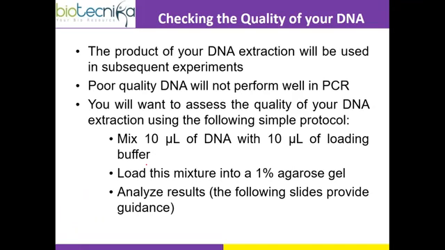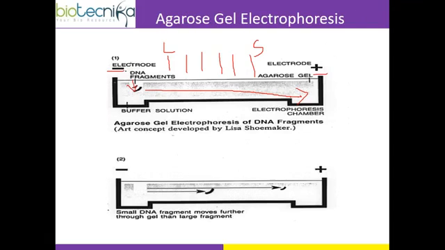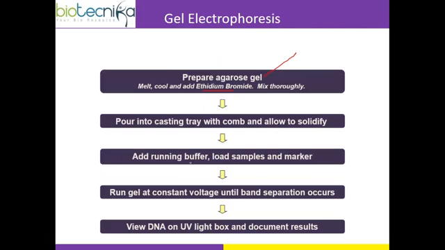The outline of this electrophoresis is, first of all, they prepare the agarose gel. The required amount of agarose is weighed and dissolved in the required volume of running buffer. Then they heat it and cool. When it is about to solidify, they add ethidium bromide, mix well, pour into the casting tray with combs and allow it to solidify. Then they keep it in the running tank, add the running buffer, load the sample and marker, and run at constant voltage.